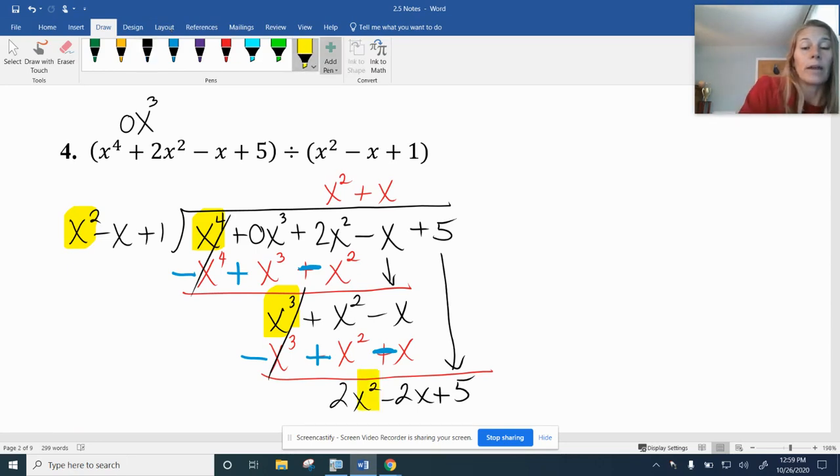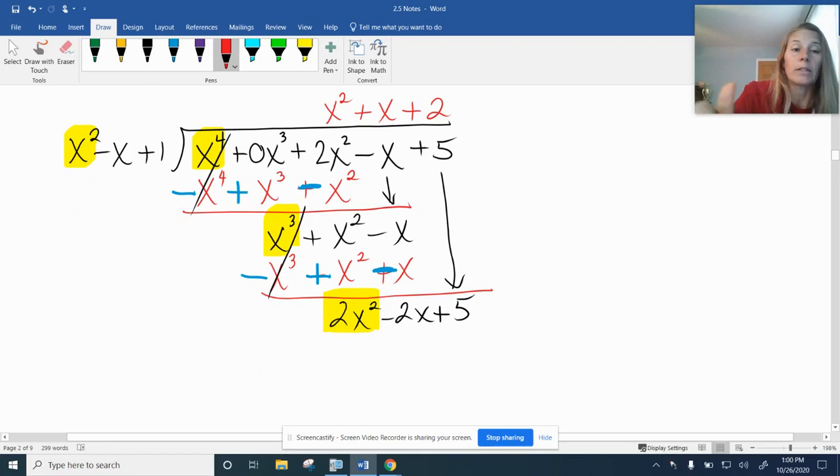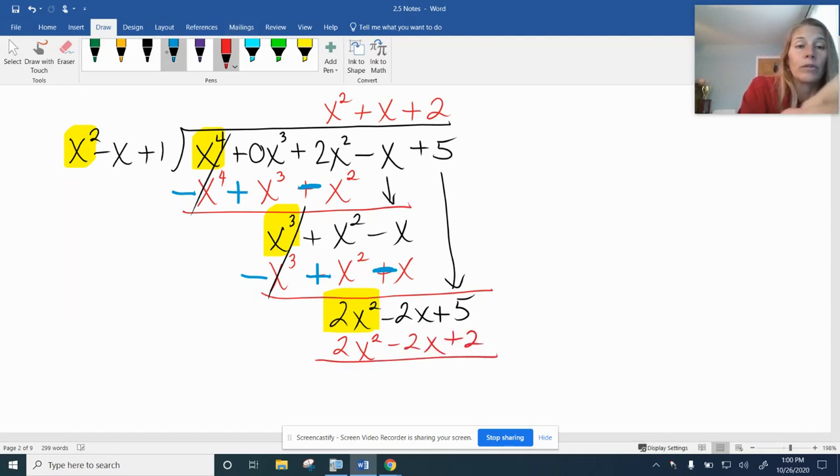And this will be our final time through this. So 2 times x squared will give me this 2x squared, so I know 2 is the last part of my quotient. And then when I multiply that 2 by all three terms in my divisor, I'm going to get 2x squared minus 2x plus 2. But of course, all of those need to be subtracted. So I end up with a 3 as my remainder.